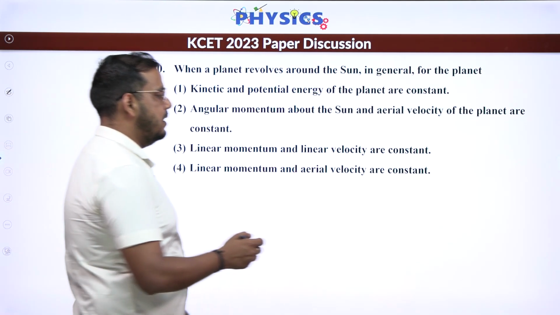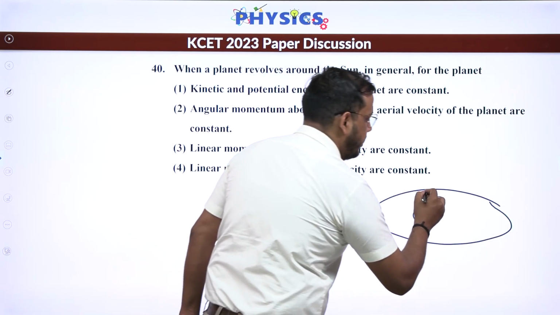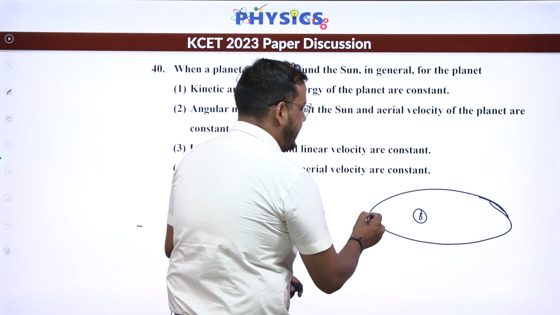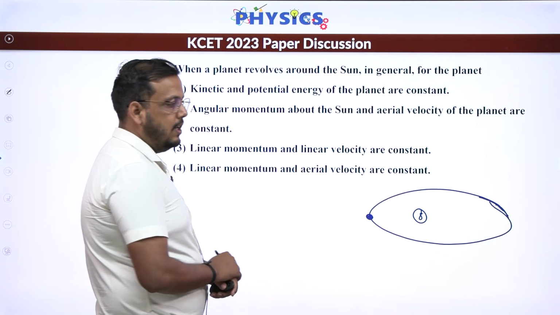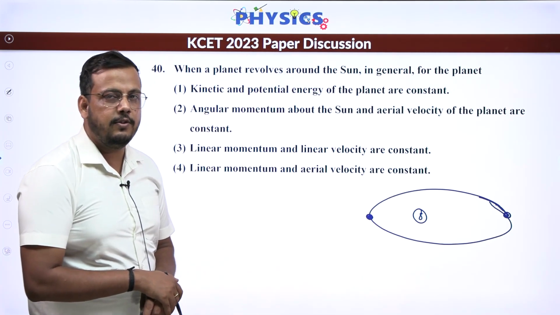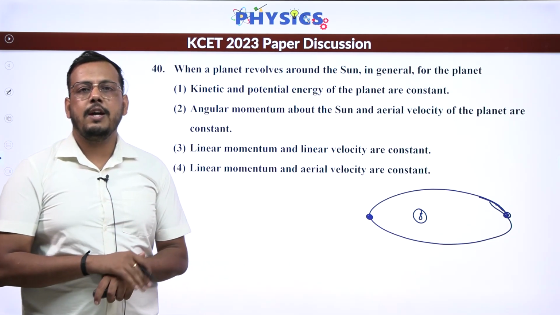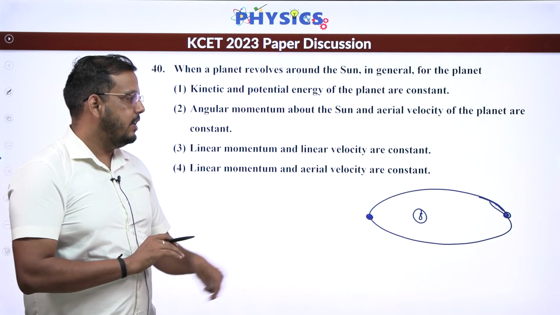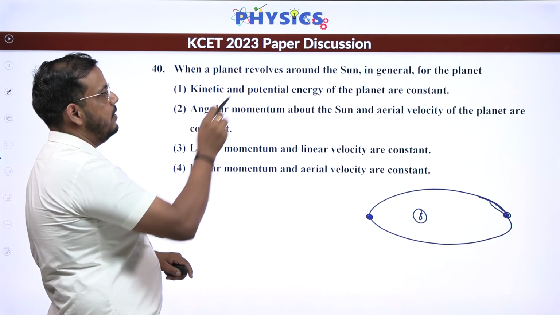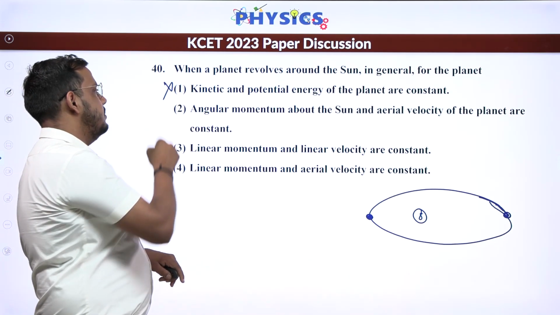No. Let's suppose this is the sun and this is the elliptical orbit, because it is not necessary that the orbit will always be circular. The general orbit is actually elliptical. So when the planet is closer, potential energy is less. When the planet is far away, potential energy is more. When the planet is closer, kinetic energy is more. When it is far away, kinetic energy is less. So the potential and kinetic energies are not constant in planetary motion, but the summation of total energy is constant. So the statement that kinetic and potential energy of the planet are constant is wrong.